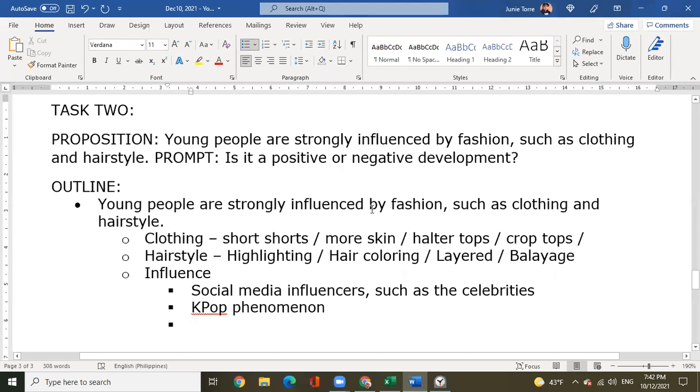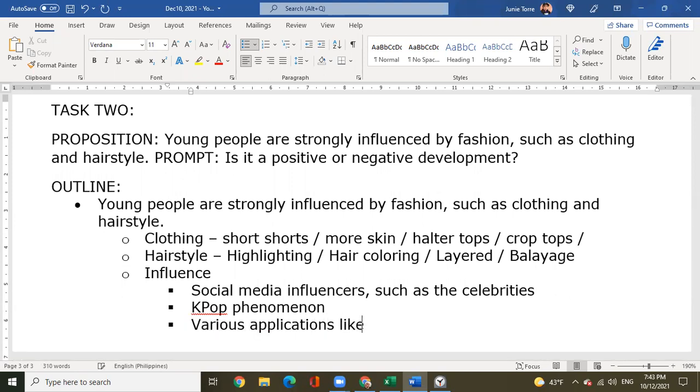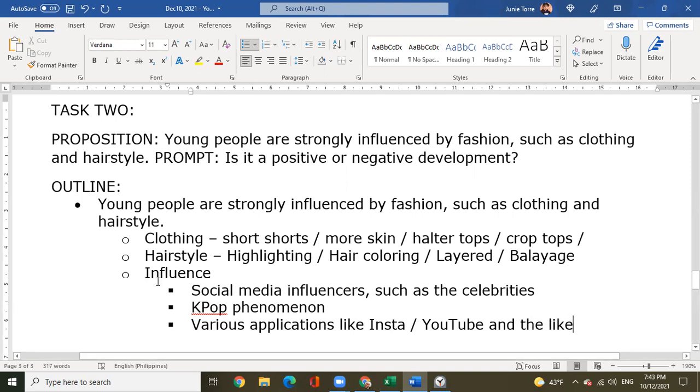Then influenced by fashion, social media, and then various applications like Insta, YouTube, and the like. Okay, that's it. And then we're now going into, so I think I've covered it.